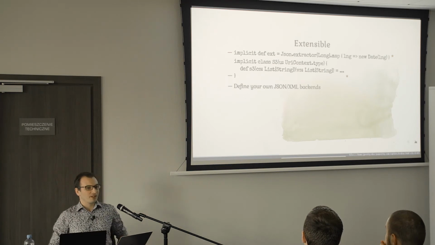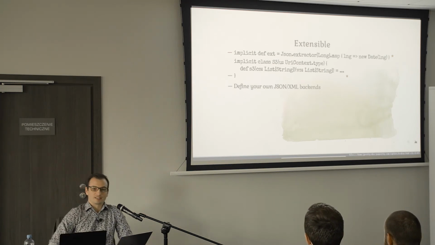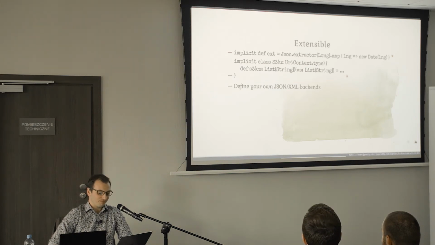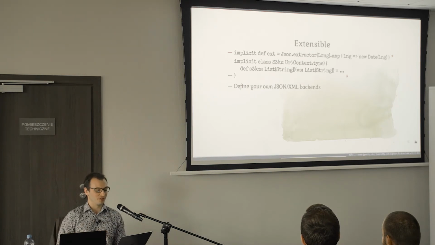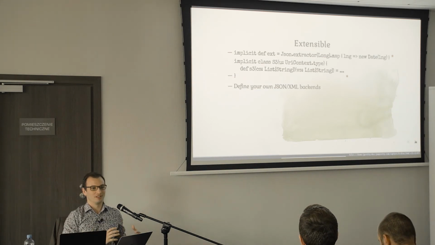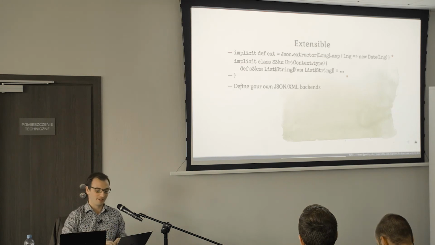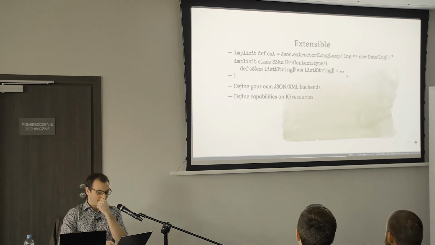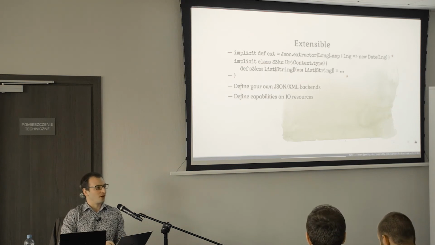We can also define complete backends for JSON or XML, and this is something somebody else has done. I did the 8 JSON backends that are in Rapture, but someone else has worked on this and found a use case for another sort of quasi-JSON backend they wanted to work with, and they were very easily able to implement all of the methods in that type class and to be able to use the nice Rapture JSON syntax on their backend. We can define capabilities on all of the I/O resources.